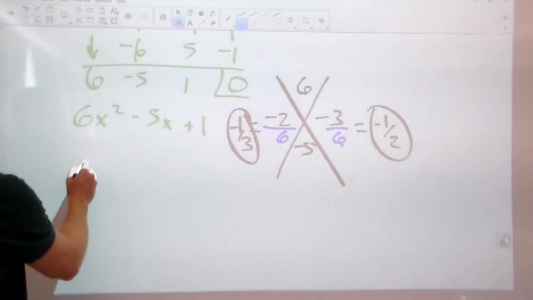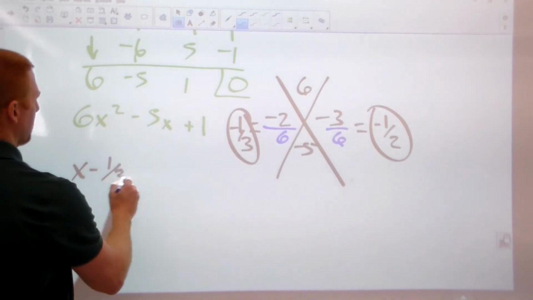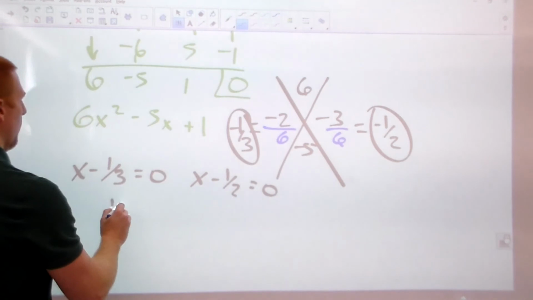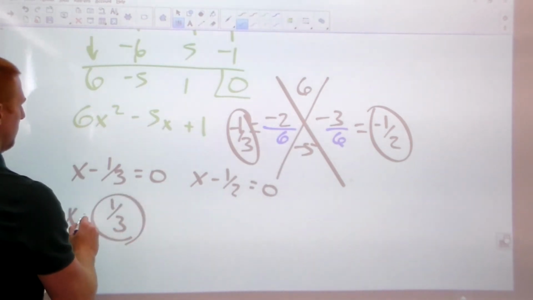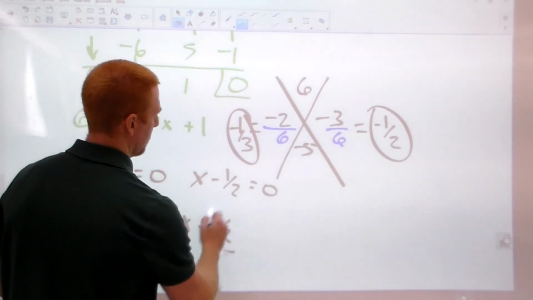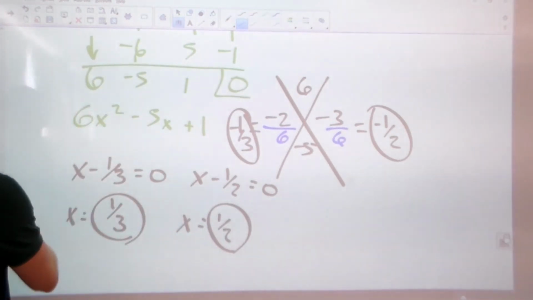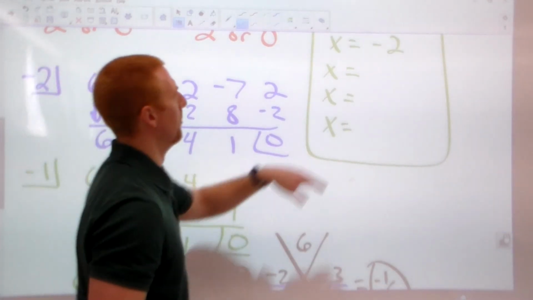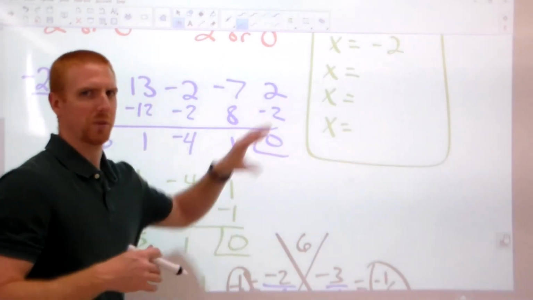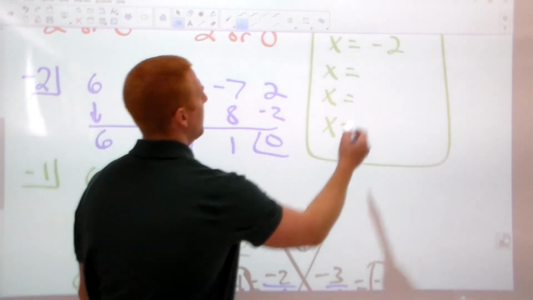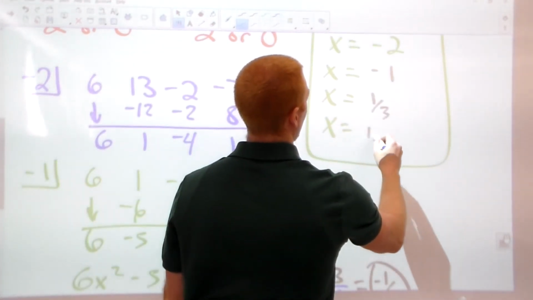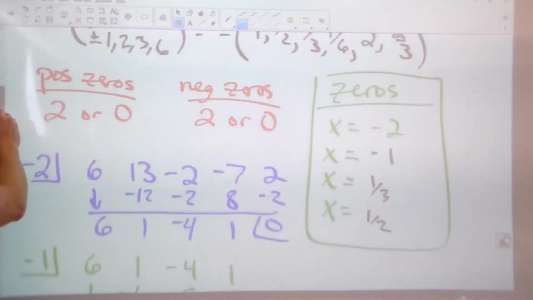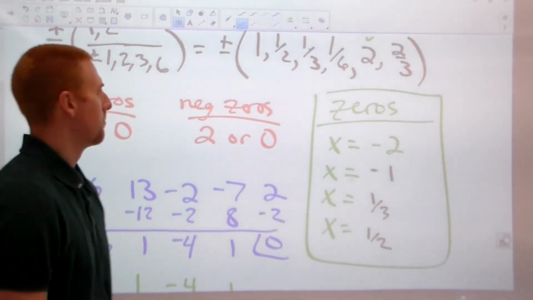So my other solution, if x minus 1/3 is 0, and x minus 1/2 is 0, then 1/3 is a solution, and 1/2 is another solution. So if I was doing this on paper, I'd probably come up here at a proud moment and put all 4 of these in here. I always like to complete that chart. I feel like I was finishing it up. So -1 worked, 1/3 works, and 1/2 works. Those are our 4 solutions. We found them all. So, whew.